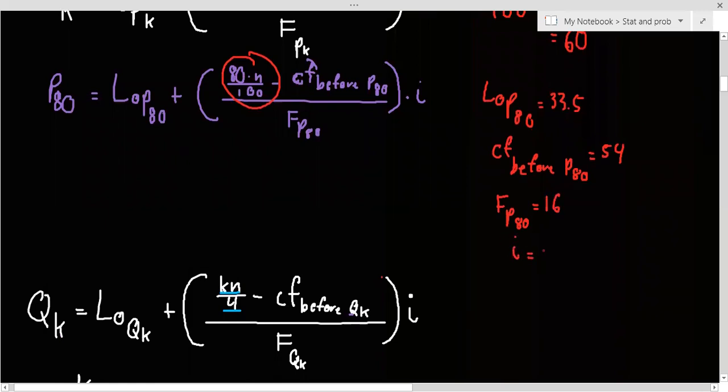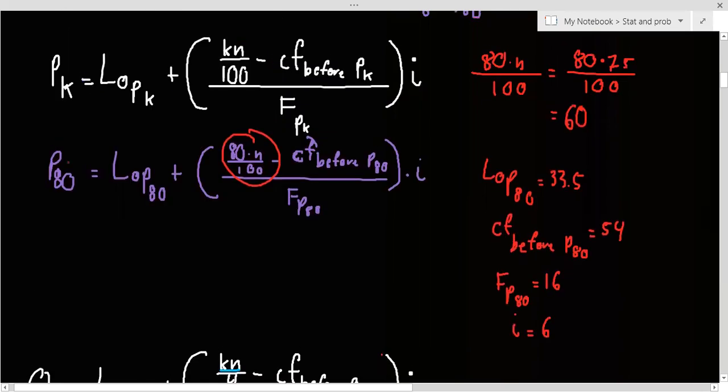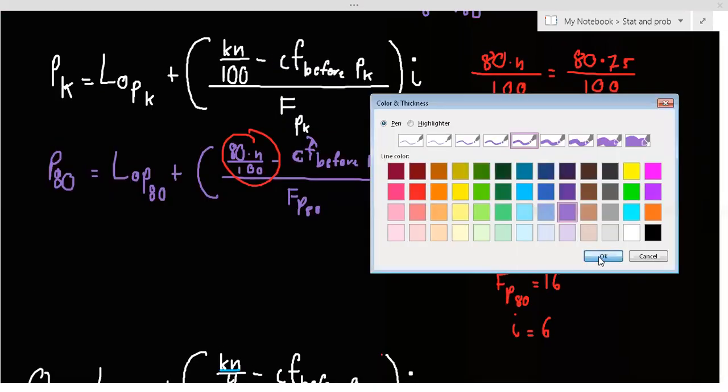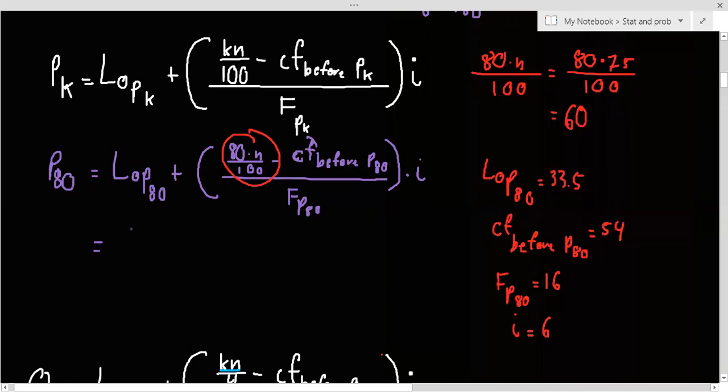And last but not least, i, that would be just 6. Now we can substitute here. The lower class boundary would be 35.5, plus 80 times n over 100, or 80 times 75 over 100, or just 60. The shorter, the better. So 60 minus the CF before P80, which is 54, all over the frequency of P80, 16, times 6. So using your calculator here, what is our answer?